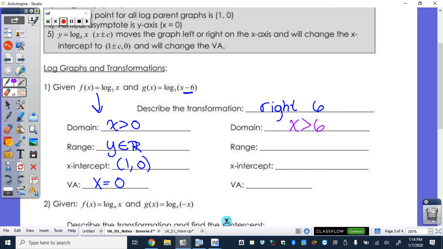Would my range change? No. Would my x-intercept change? Yep, it was at 1, 0. I'm moving it over 6 units to the right, so where's it going to be now? 7, 0. And our vertical asymptote would also move, and that would be at x equals 6. So a right-left shift for these functions is going to change your domain, your x-intercepts, and it's going to change your vertical asymptotes.